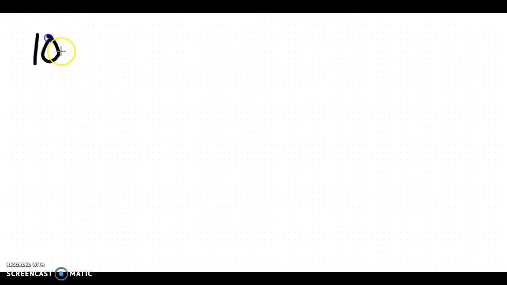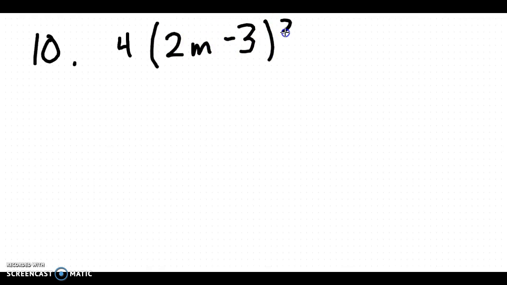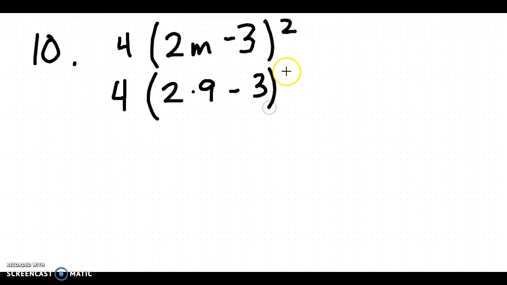Number 10, we have 4 times the quantity 2m minus 3 squared. And there's a couple ways you could do this. You could evaluate this whole thing first, then square it, or you could square it first, then evaluate. I think it's going to be easier for us if we put our m value in first, which is 9. So it's going to be 4 times 2 times 9 minus 3 parentheses squared.